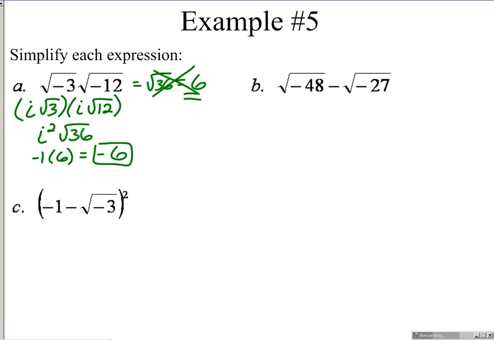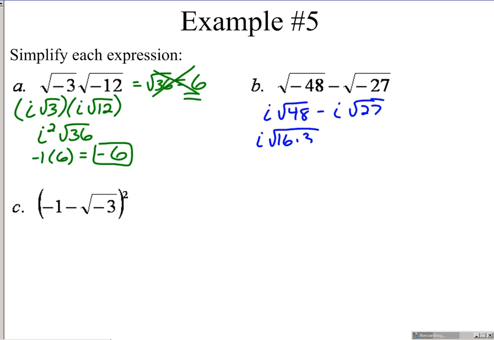Letter B. Okay, so part B, we need to first change these by pulling i's out. We get i root 48 minus i root 27. In this form, nothing that we can do here. So let's start breaking down these radicals.